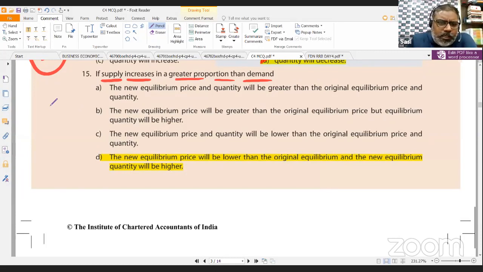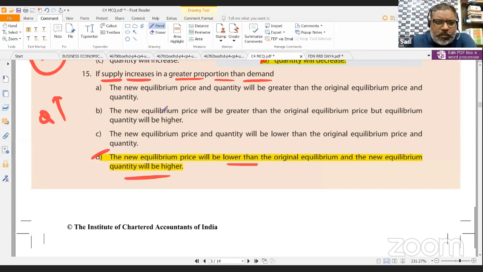When the supply increases more than demand, definitely the price will decrease. That is for sure. So the new equilibrium price will be lower than the original price, and the new equilibrium quantity will be higher. Why? Because both are increasing. When both are increasing, one thing is guaranteed: quantity is going to increase. Only the price we have to check.